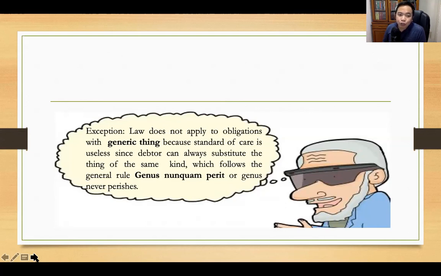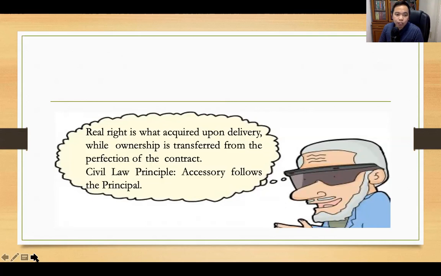And again, the exception to the general rule is when the obligation pertains to a generic thing, in which case, even if the object is lost, the obligor is still required to deliver the thing because it is a generic thing. What has been lost is a generic thing, according to the Latin principle genus nunquam perit, genus never perishes. Okay? Real right is what is acquired upon delivery, while ownership is transferred from the perfection of the contract.